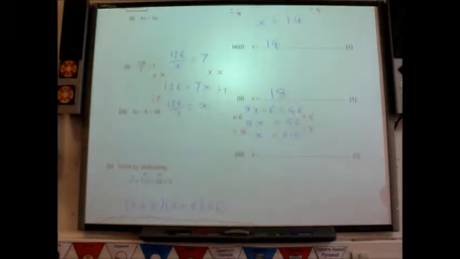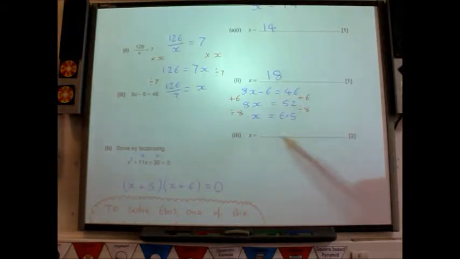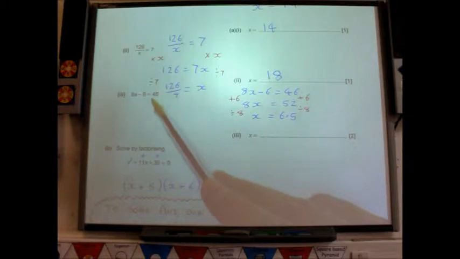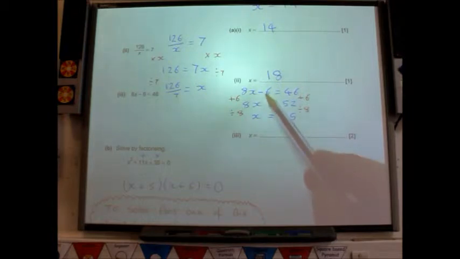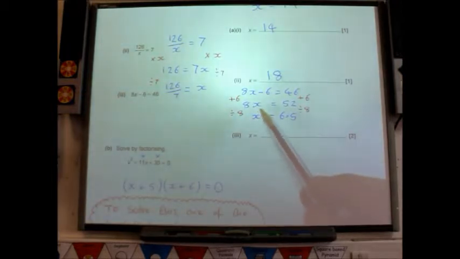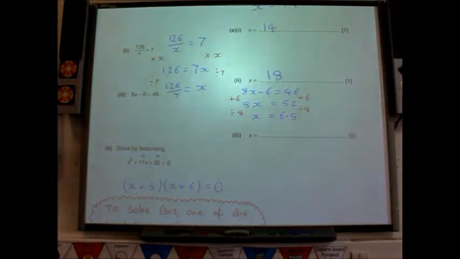Part 3 on that one. Again, solve it, 2 marks for this, so you should be showing your workings. You want to get x on its own, so the first thing we're going to do is get rid of this negative 6. And we get rid of negative 6 by adding 6, so that will be 8x equals 52. Then we want to undo the times by 8, and we're going to do that by dividing by 8.